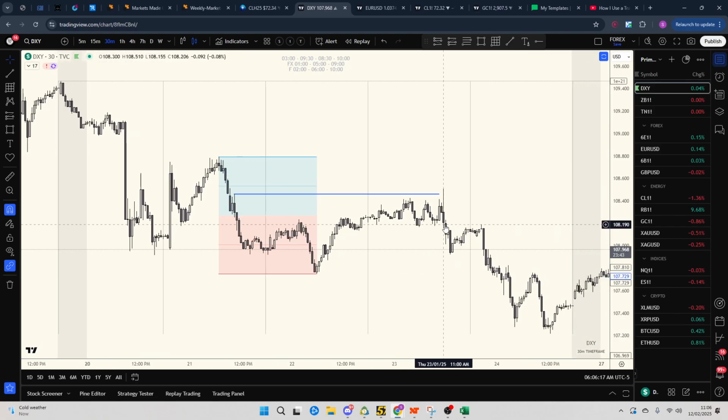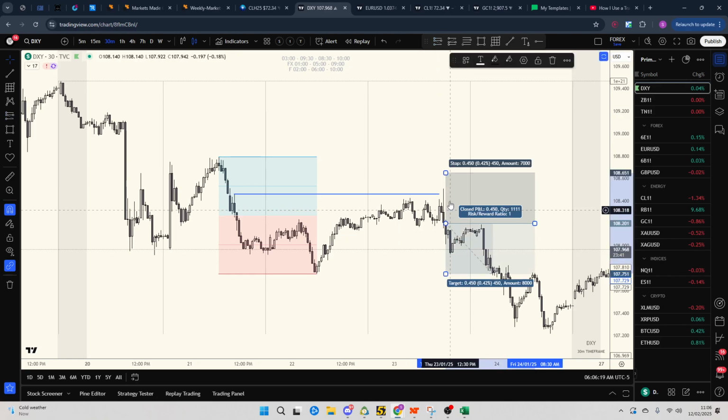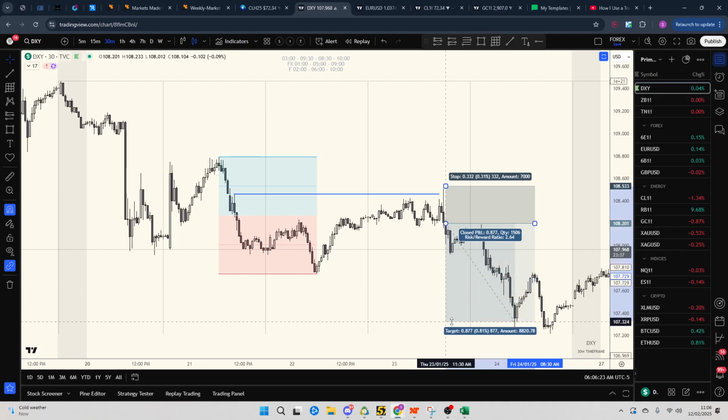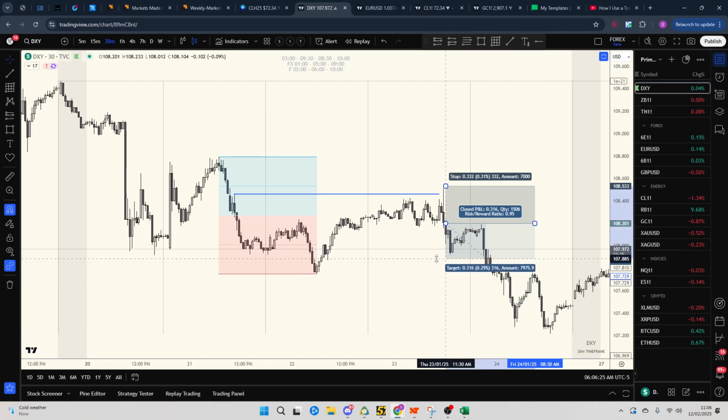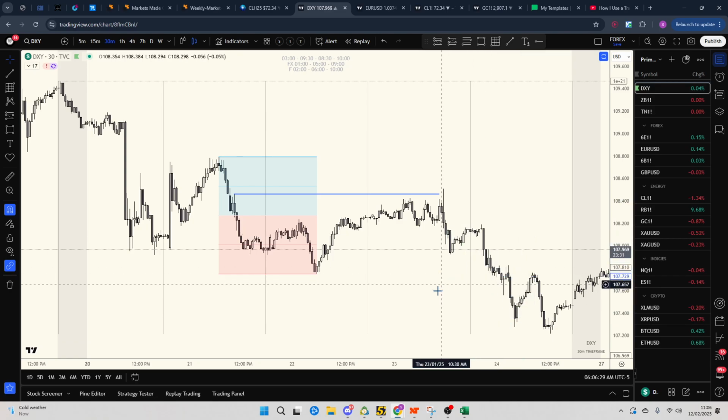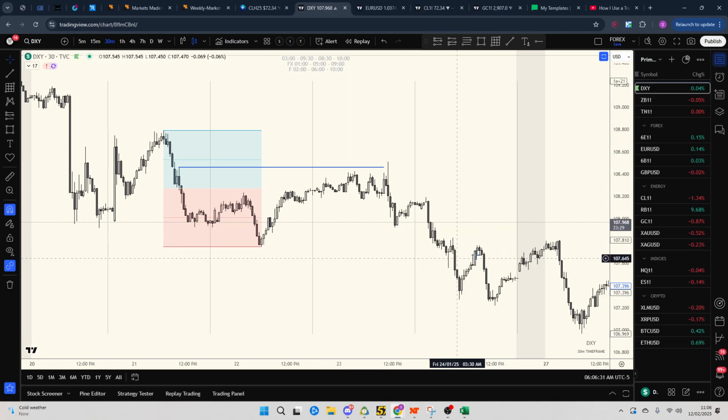So our entry would probably be around about here. Stop above the high, and it would be either a 1R or a 2R, whatever you want to take. Preferably 2R trades, but when you first initially start an account, you want to grow it slowly, you want to build a buffer, so I would take 1%.